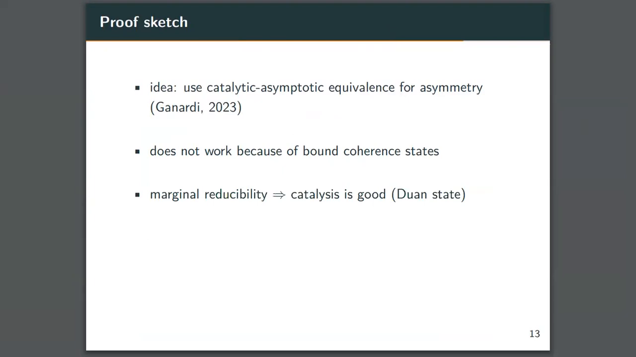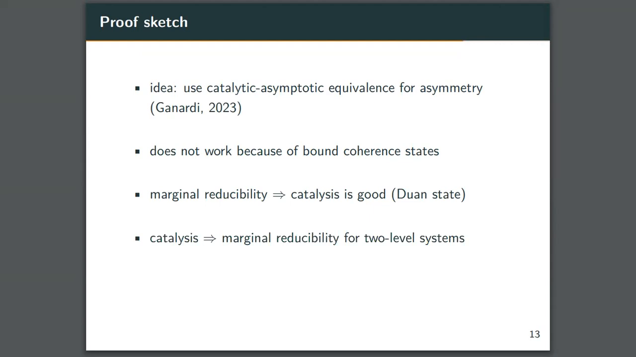If you look at the proof closely, you see that this direction, showing that if you can transform with this marginal reducibility, then you also have catalysis, is actually good. It's just because we use a very common construction, one state, everything is good. What doesn't quite work, because of this bound coherence stuff, is the other way around: showing that if you have a catalytic transformation, then you also have this marginal reducibility.